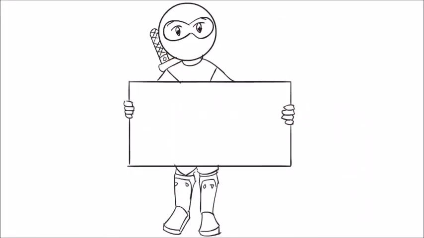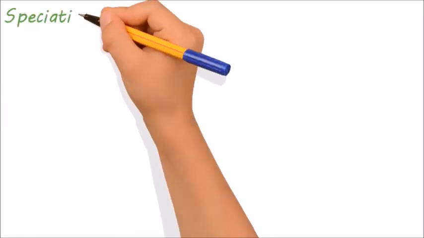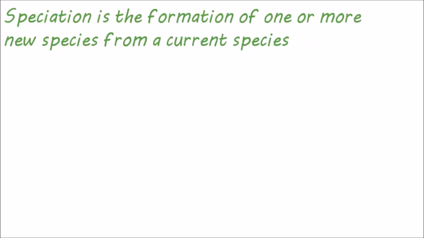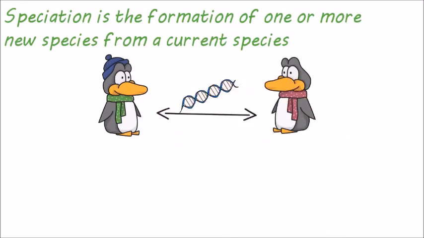Thanks for stopping by. Today we are talking about speciation. Speciation is the formation of one or more new unique species from a current species. In order for one species to split into two or more, a faction within the species must not share its genetic information with the rest of the species.